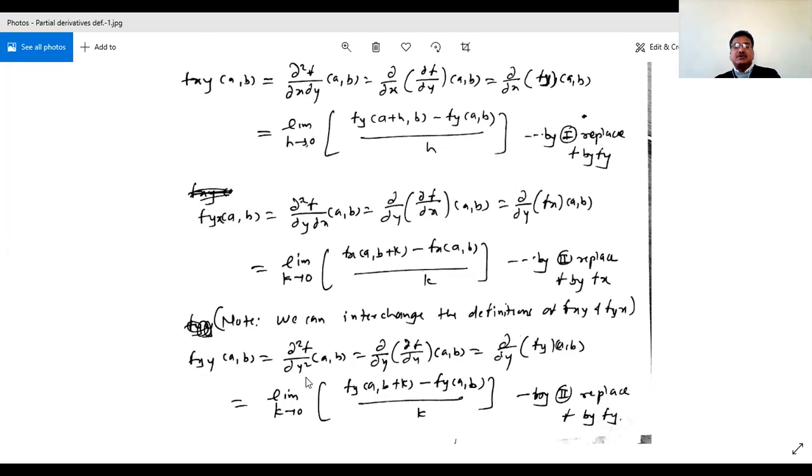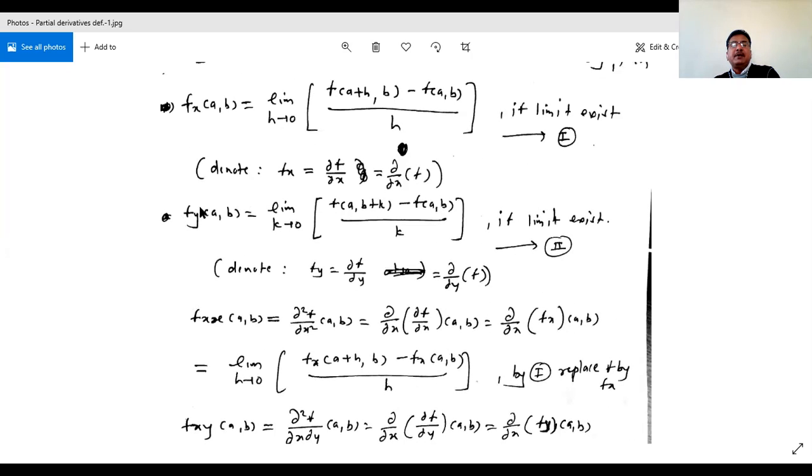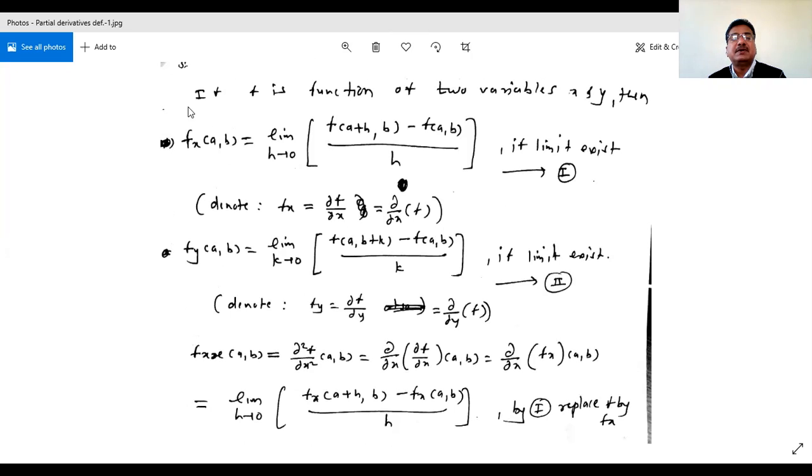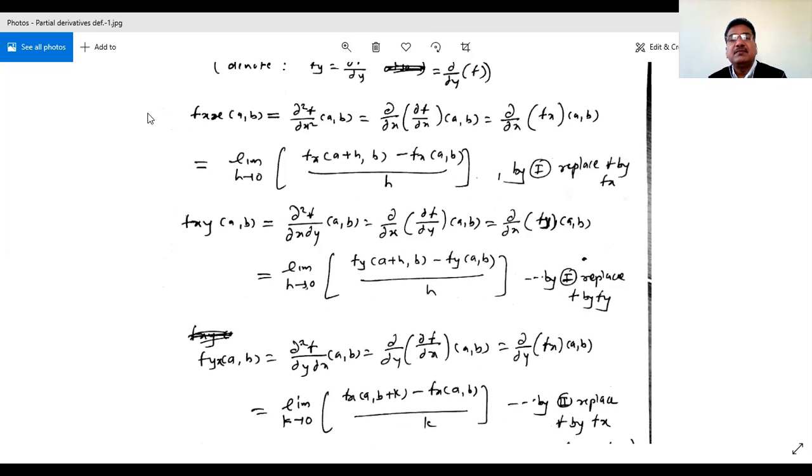So fyy is what? Del squared f by del y squared. This means fyy is the derivative of fy with respect to y. And therefore limit k tends to 0. The definition of this is the definition of the derivative of f with respect to y. And for fyy we just replace f by fy. So these are the definitions of second order partial derivatives. These two are the basic definitions: first fxx, fxy and fyy. And these definitions depend on these first two definitions.